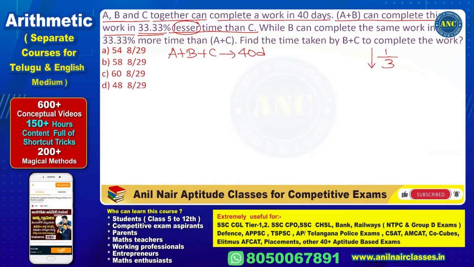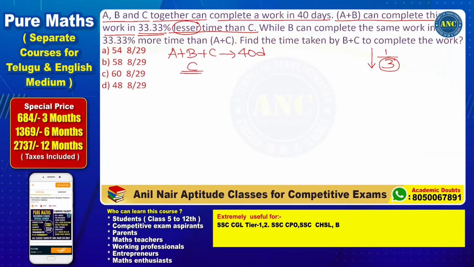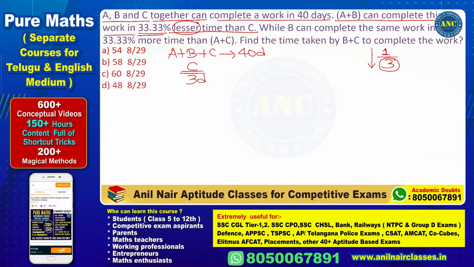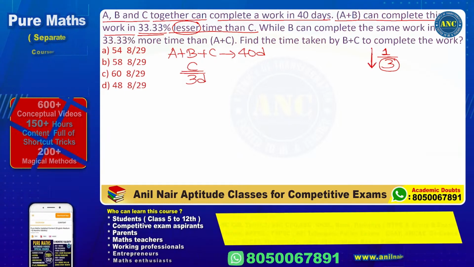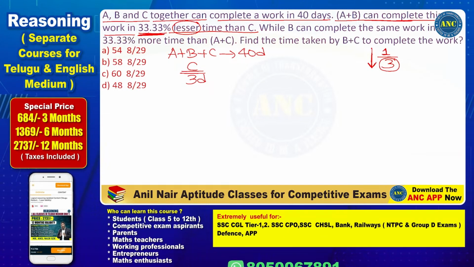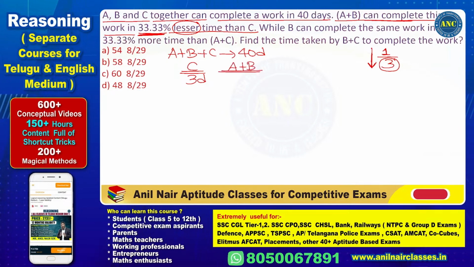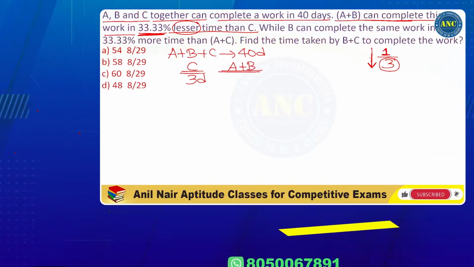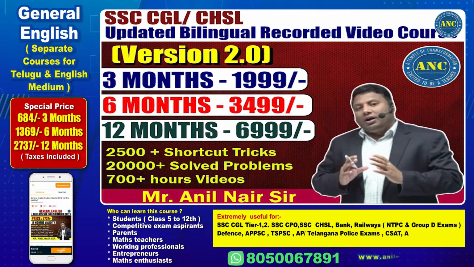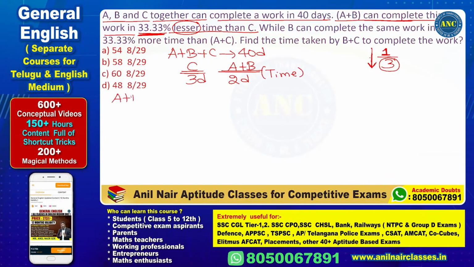That means if C is taking 3 days to complete the task, A and B will take 1 day lesser than C. That's the question. So if C is taking 3 days, A and B will take 1 day lesser than 3 days, which is 2 days. But this is the time ratio. Who is interested in time ratio? We always want the efficiency ratio.